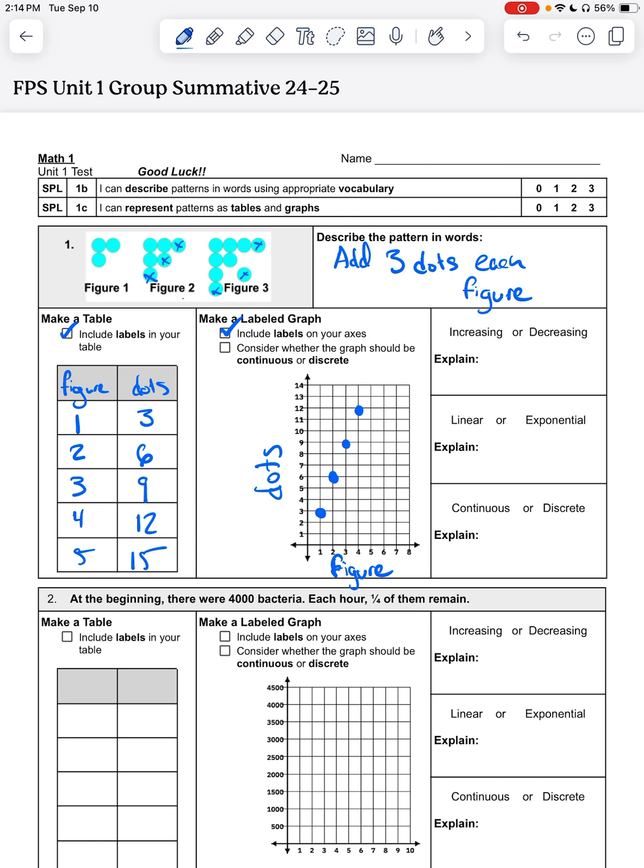Should this be continuous or discrete? Well, we're not going to have in between figure 1 and figure 2, and we're counting the number of circles, so we know that this should be discrete. So I'm not going to connect them. Right? We are counting dots. It's something that happens from one figure to figure 2. There's nothing gradually happening all the time. It just happens. This is linear because we are adding. And this is increasing because it's going uphill. Up and right.